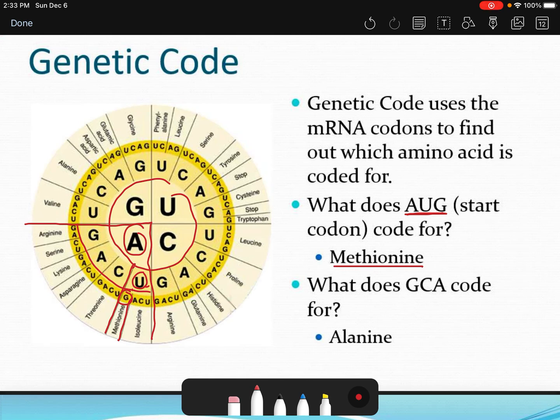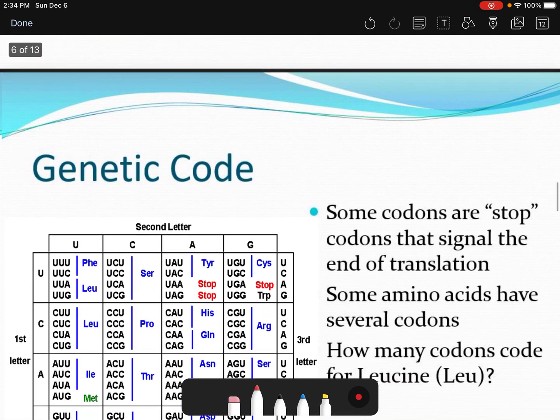So let's look up GCA. Now we're right here in this quadrant, so we can only stay in this area. C is the next one. That means we go to this piece of the pie. Here's our C. And we see that all of them won't even matter, but GCA codes for alanine, and there's your answer there. So you need to learn how to use this genetic code wheel because a lot of our worksheets coming up are going to have you do some of that. And on your quizzes and your test, you will also have to know how to use this genetic code wheel.